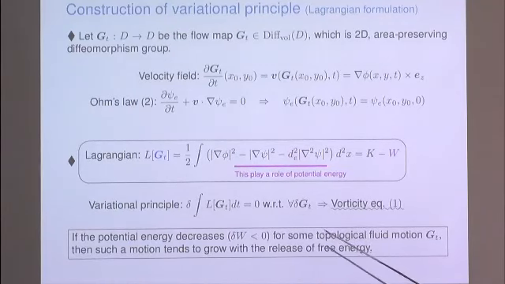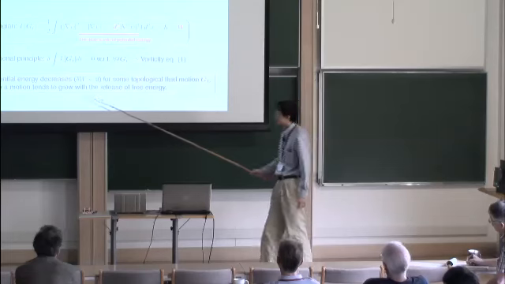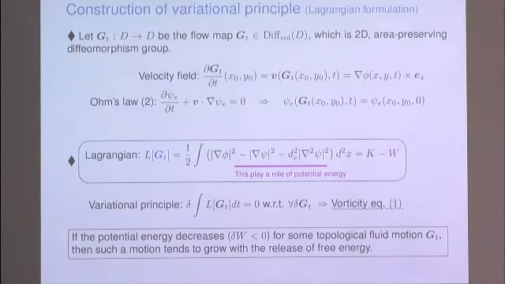So intuitively, we can imagine that if the potential energy decreases for some topological fluid motion, then such a motion tends to grow with the release of free energy. So the free energy is, in this case, these two terms.